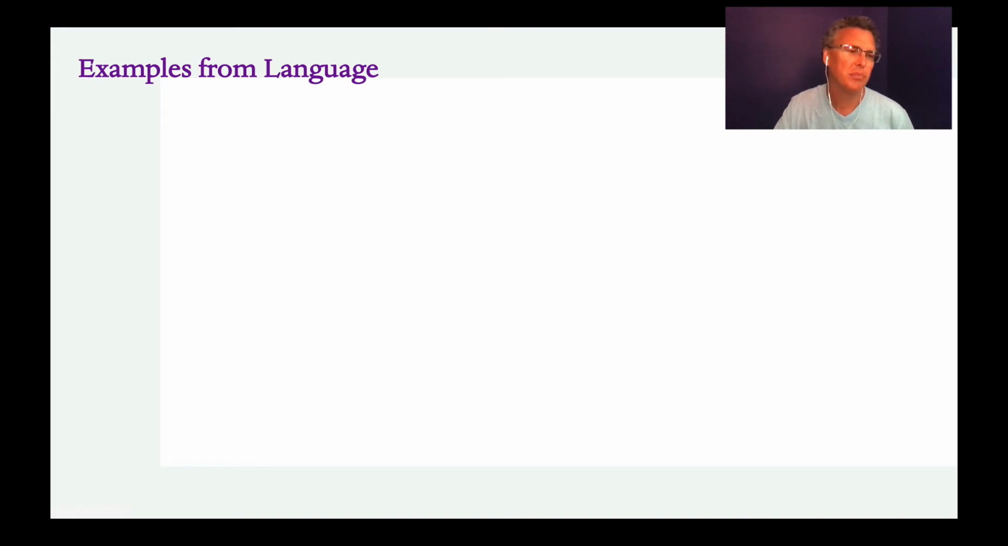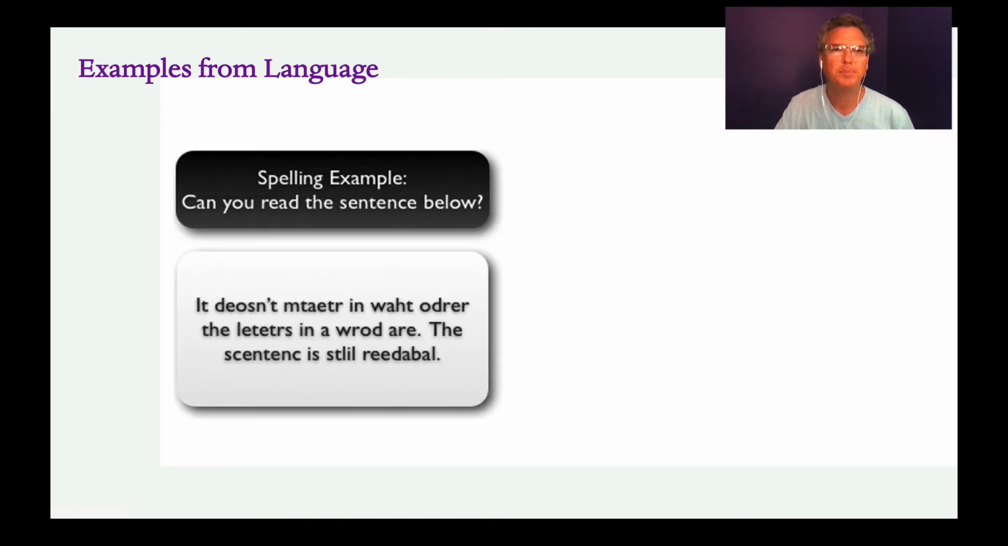Let's do a couple of examples from language. I usually in a class, I would just ask people read this out loud as quick as they can, but I'll just do it. It doesn't matter in what order the letters in a word are, the sentence is still readable. You've seen these examples online, and it's truly impressive. But this is the exact same thing. The brain is being exposed to things like this that are not consistent with stuff it's seen before, but it doesn't see it like that. It sees it like something that seems like it fits with memory.